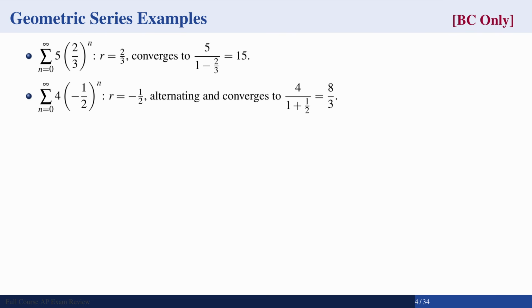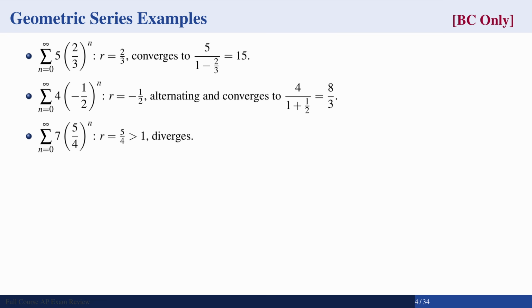The next one alternates, so we have 4 times the quantity -1/2 to the n. r is -1/2. The absolute value of that is less than 1, so this converges to the first term, what you get when you plug in 0, over 1 minus -1/2, so we get 8/3. The next one, we have 7 times the quantity 5/4 to the n. r is equal to 5/4, that's bigger than 1, so we just diverge.